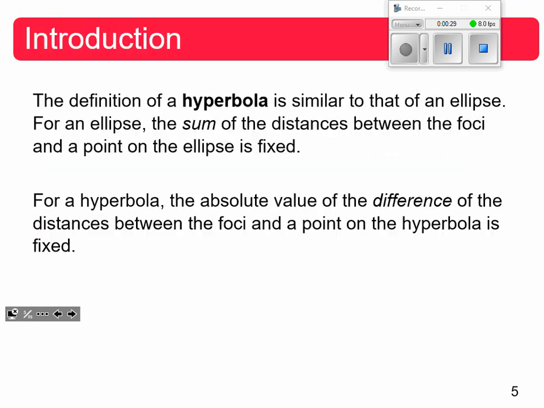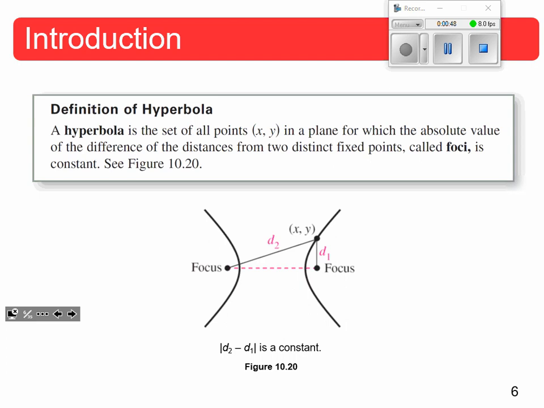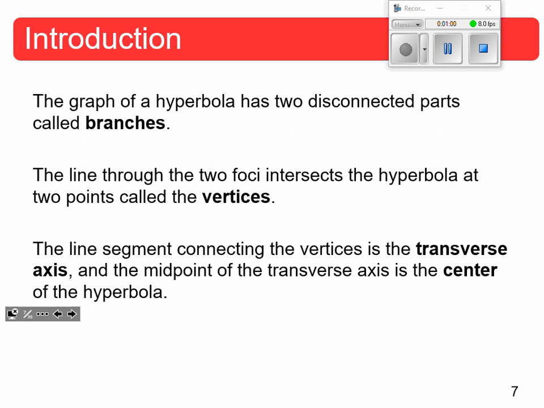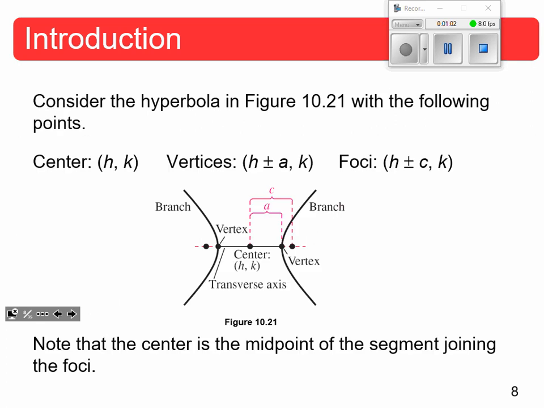All right, so what we're looking at is hyperbolas. The definition of a hyperbola is similar to that of ellipses. For an ellipse, the sum of the distances between the foci and a point on the ellipse is fixed. For a hyperbola, the absolute value of the difference of the distances between the foci and a point on the hyperbola is fixed. So for a hyperbola, they're actually going away from each other. An ellipse makes more of an oval shape. A hyperbola is actually two parabolas going in opposite directions around a fixed point. These parts are called the branches.